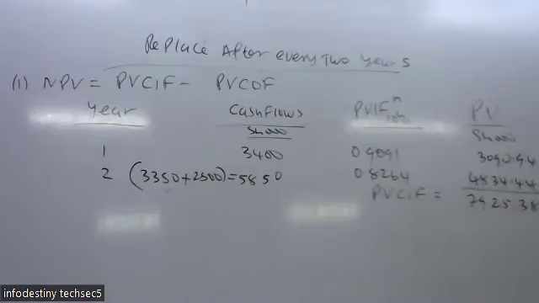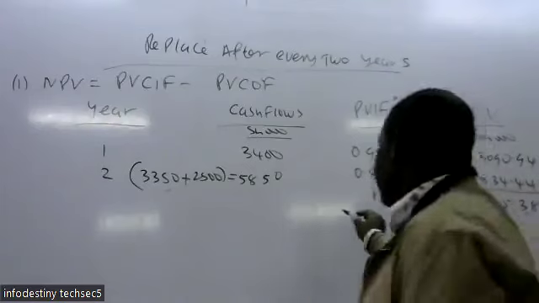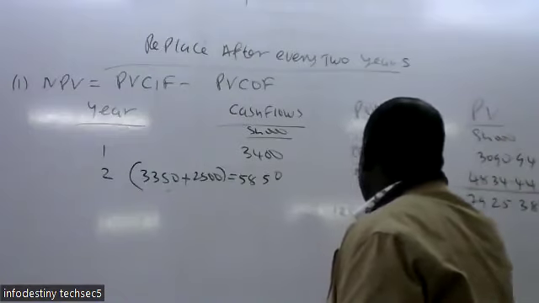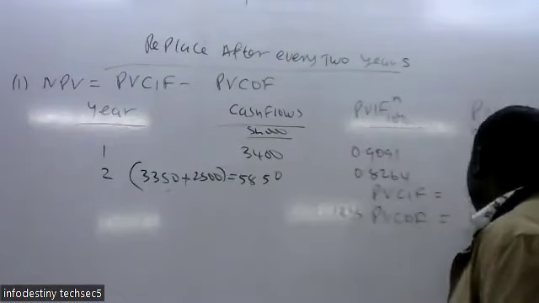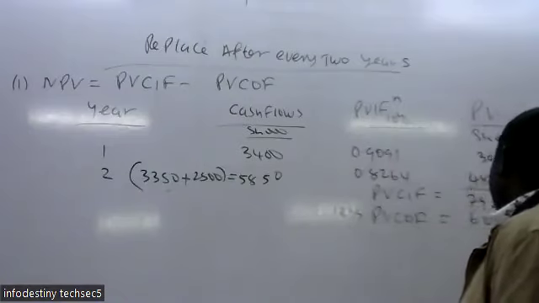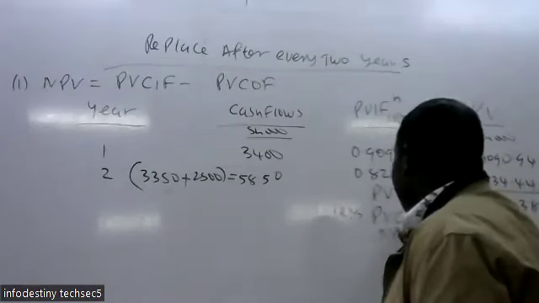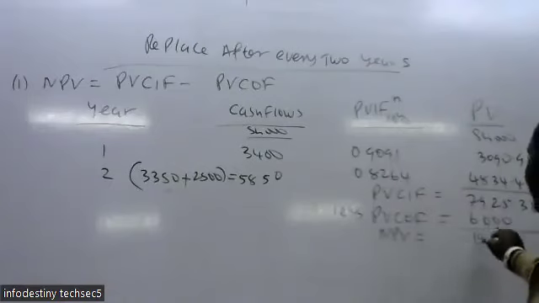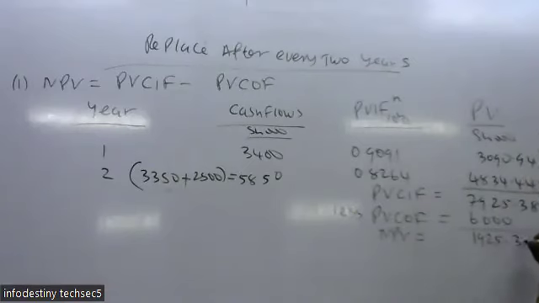7,925. So you also now less the present value for the cash outflows. We minus present value for the cash outflows, which is meant to be 6 million. So that we get the NPV when we replace after every 2 years. So that NPV should be 1,938. So that's now step number one.